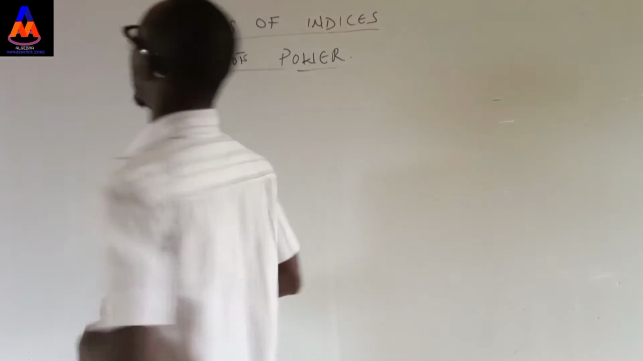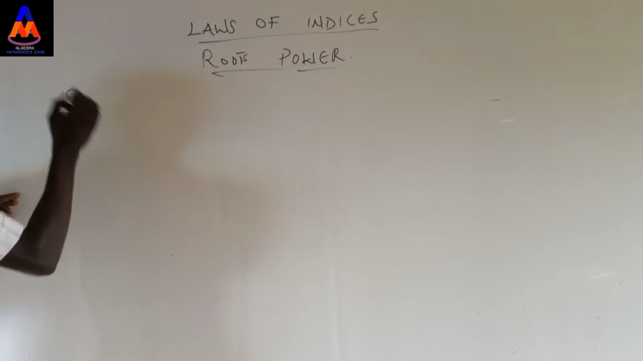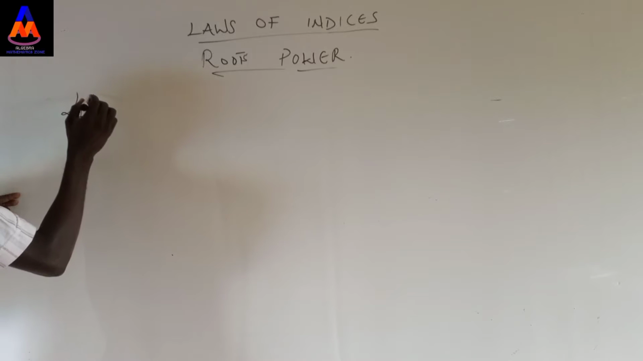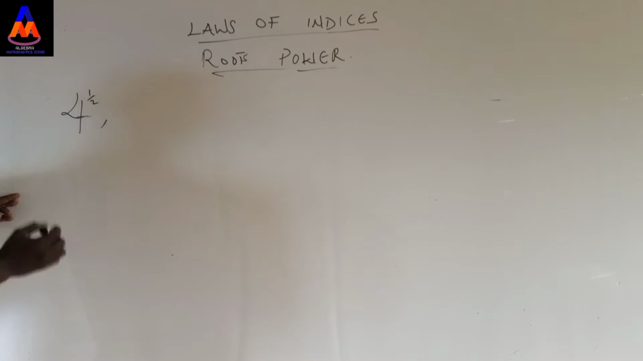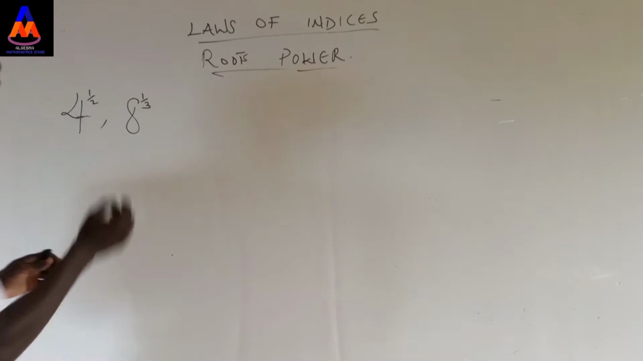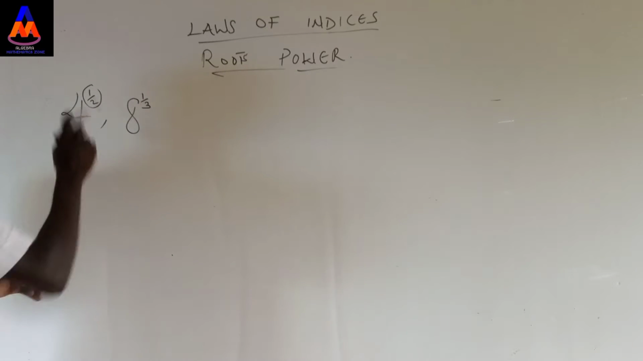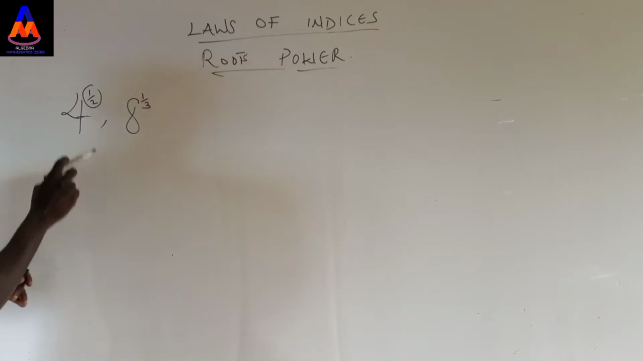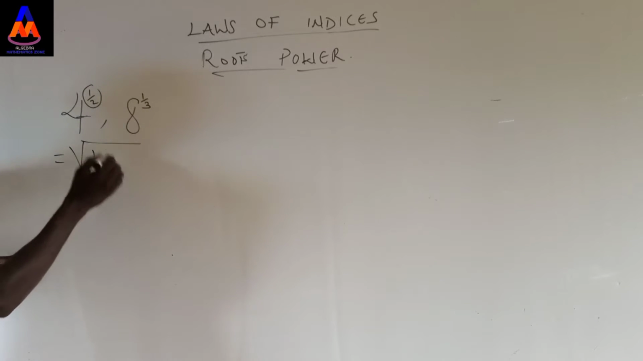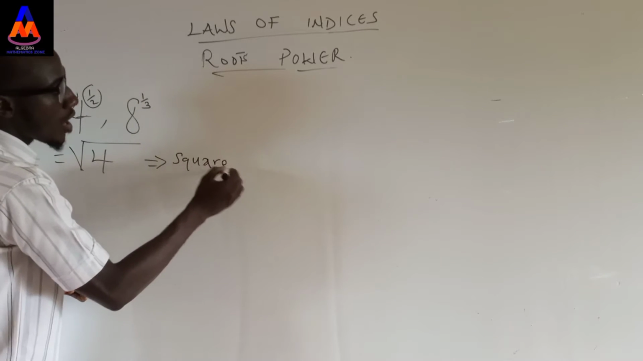Let me bring that to reality. When you have numbers like 4 raised to power 1 over 2, or you have 8 raised to power 1 over 3. This power that we have here, 1 over 2, is a root, and this root is called square root.